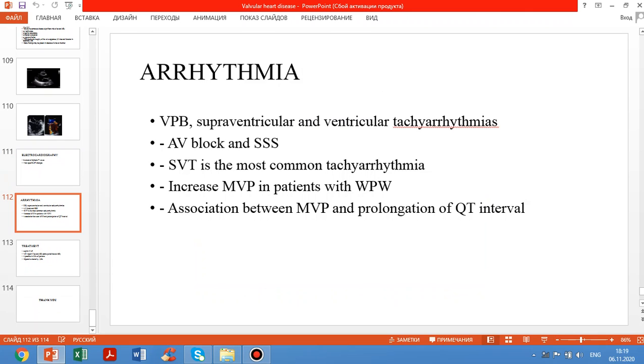Supraventricular tachycardia is the most common tachyarrhythmia. Increased mitral valve prolapse in patients with Wolff-Parkinson-White syndrome. Association between mitral valve prolapse and prolongation of QT interval.